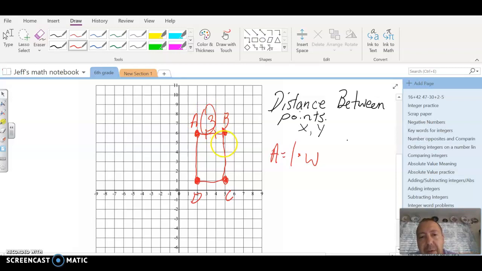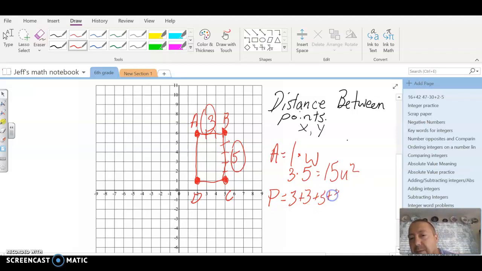And then from B to C, we can say that there's 1, 2, 3, 4, 5. So our area is just simply 3 times 5, which is 15 units squared. Remember, rectangle, we should have 4 measurements if we're doing perimeter. So if we wanted the perimeter, we just add all the sides. So we can say 3 plus 3 plus 5 plus 5. In this case, that would come out to 16 units.